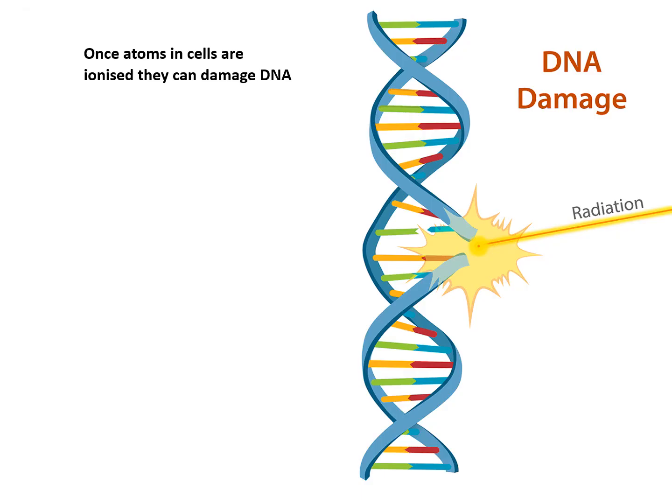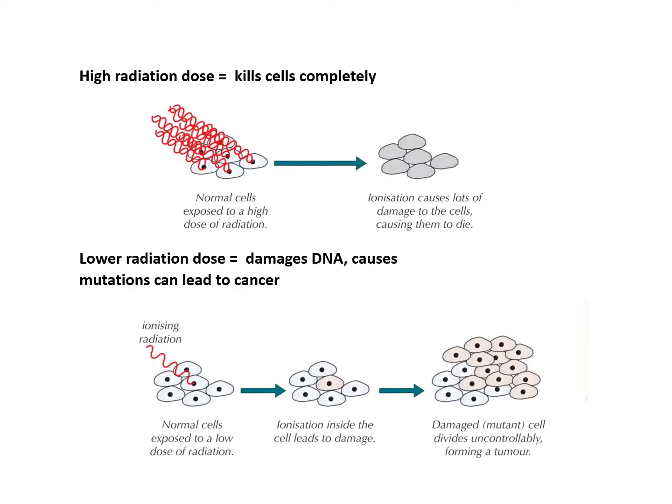Once an atom in a cell is ionised, it can damage DNA. A high radiation dose can kill cells completely. A low radiation dose can damage the DNA and cause mutations that lead to cancer.